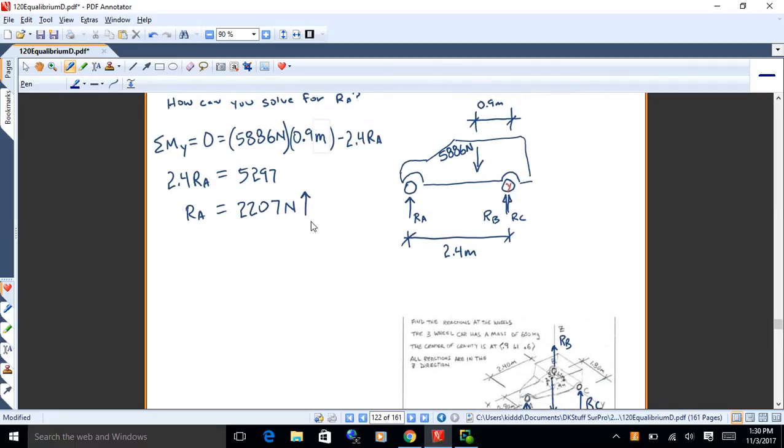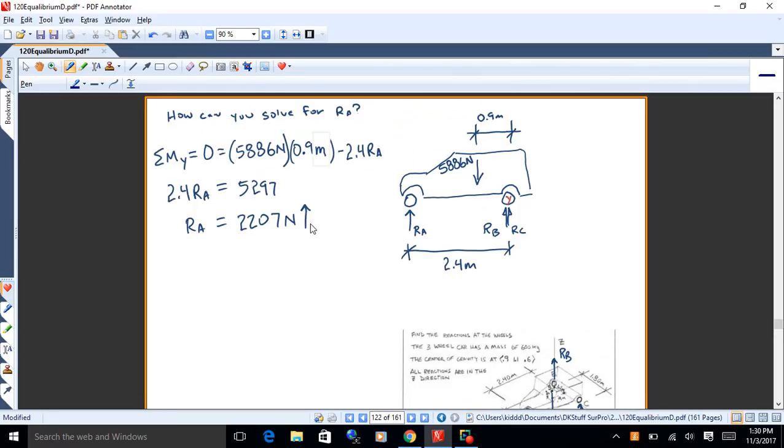So then it just becomes a pretty straight up 2D problem, see? So you just take moments about the y-axis, set it equal to 0. If you're looking down the axis there, the 5886 causes a counterclockwise moment, so that's positive. And then that's 0.9 meters from the y-axis there, the center of gravity. And then you've got RA. You can solve for RA. It's 2207 newtons. Okay.